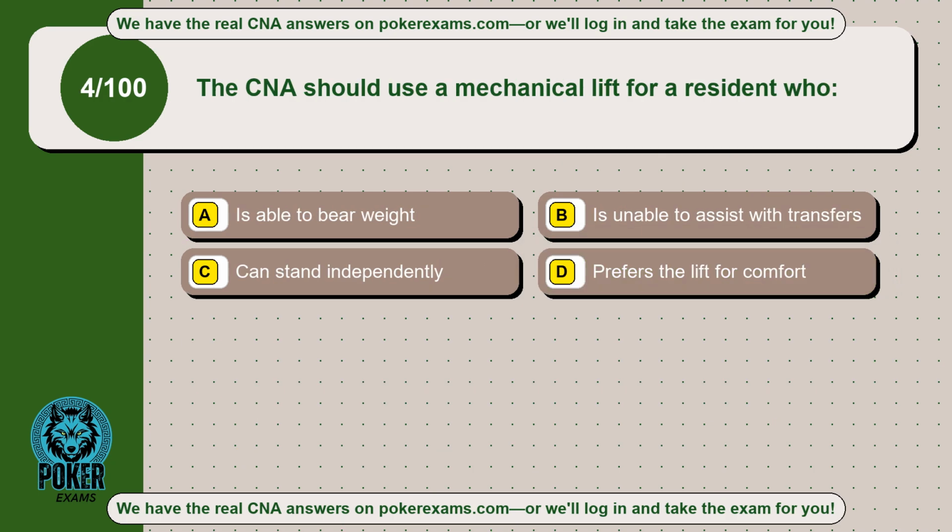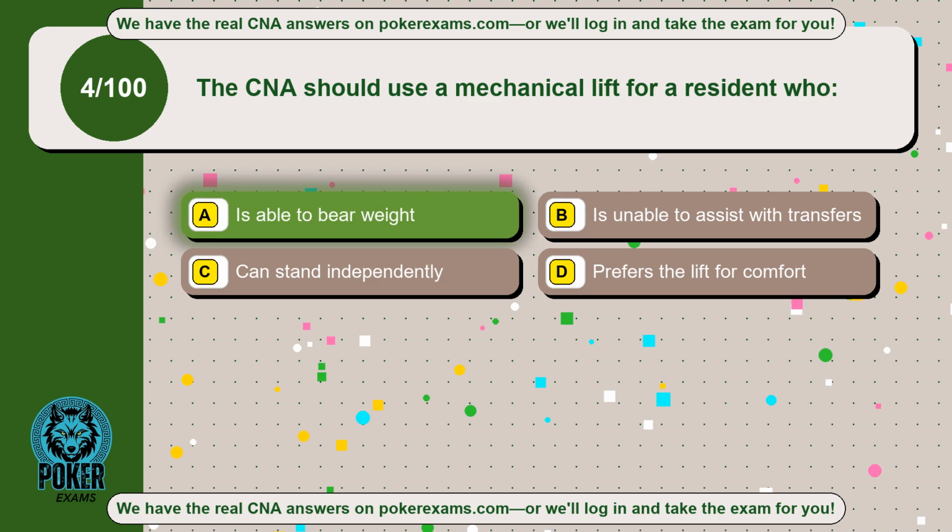Question 4. The CNA should use a mechanical lift for a resident who: Option A. Is able to bear weight. Option B. Is unable to assist with transfers. Option C. Can stand independently. Option D. Prefers the lift for comfort.